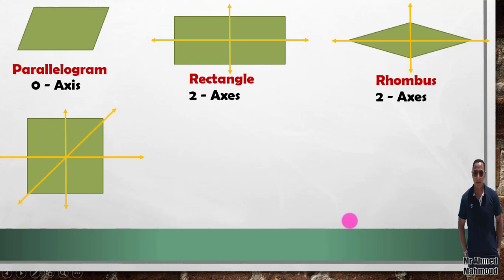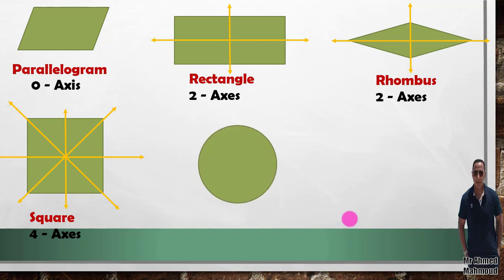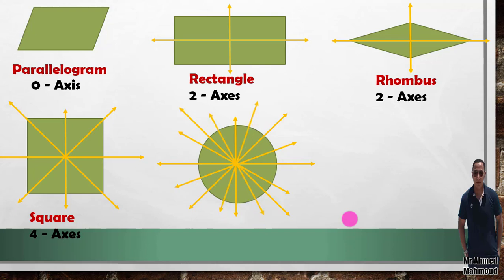1, 2, 3, 4. The circle has an infinite number of axes of symmetry. 1, 2, 3, 4, 5, 6, 7, 8, and so on. I can draw an infinite number of axes of symmetry. Okay, an infinite number of axes of symmetry for the circle.